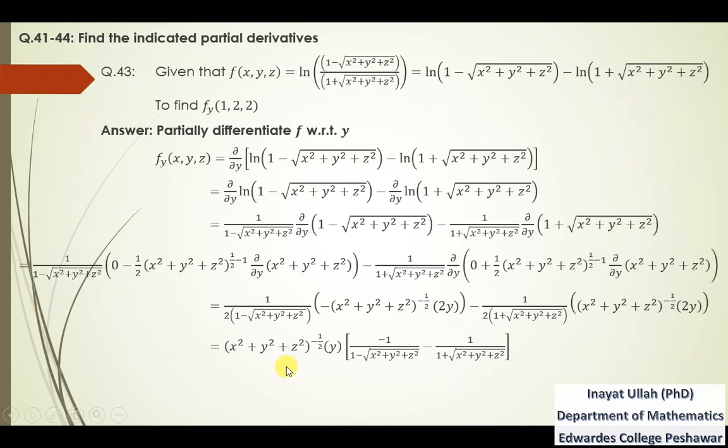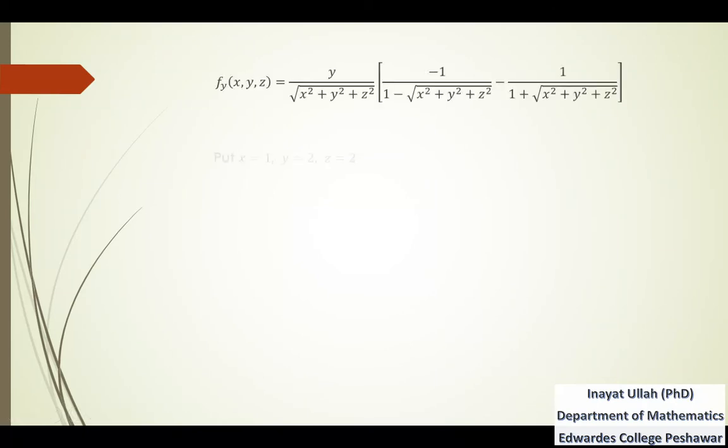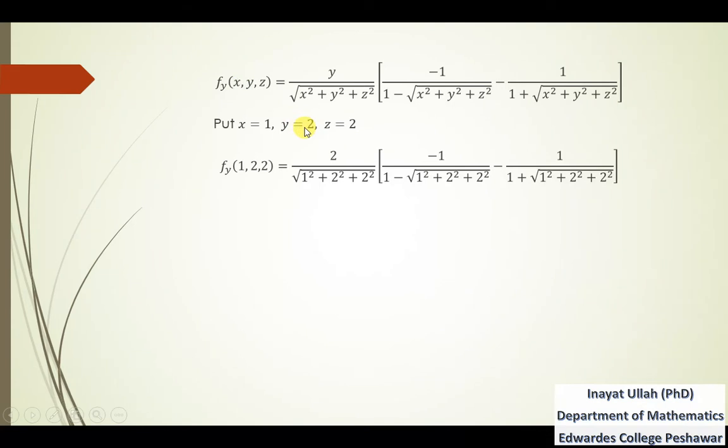Now in the further step, minus 1 by 2, if we shift this term towards the denominator, it will become the square root, and that is the partial derivative of this function with respect to y. Now we need to put x equal to 1, y equal to 2 and z equal to 2 in this function. So whenever we replace x by 1, y by 2, z by 2, these are very simple calculations.